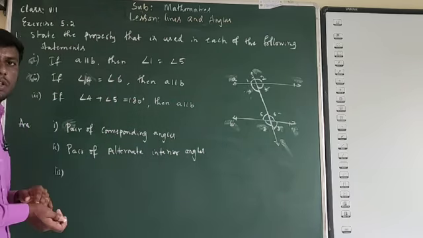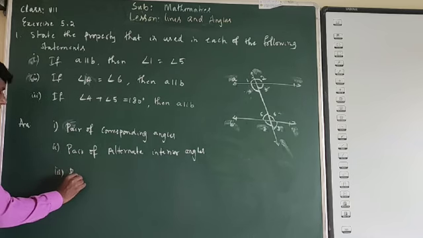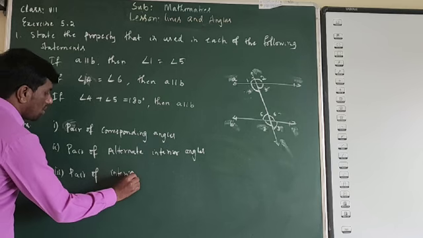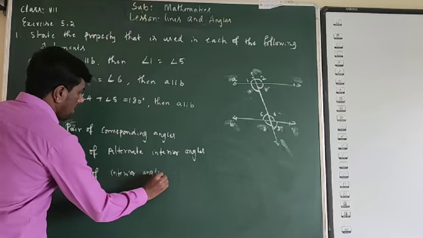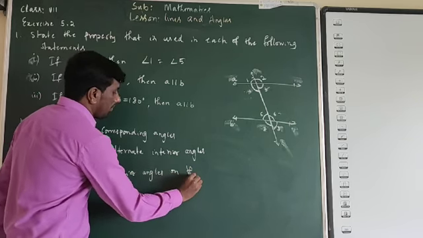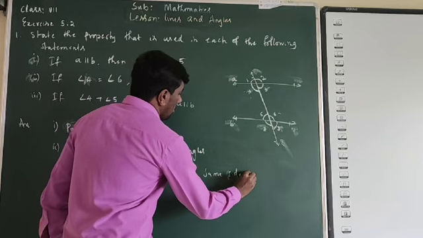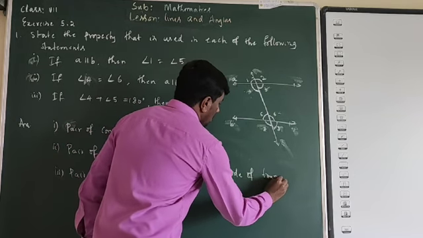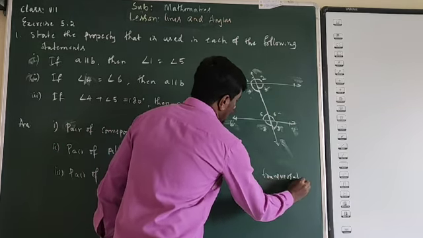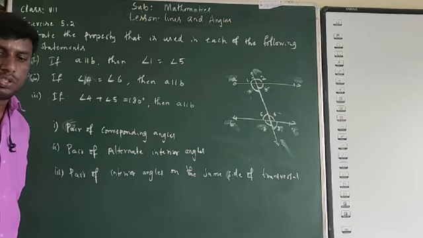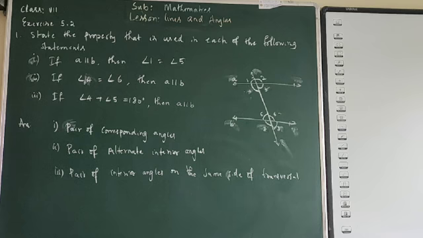Then what condition is it? Pair of interior angles on the same side of the transversal. Okay. So these are the three properties we have used in these three conditions. Okay. So we will go for the next question.